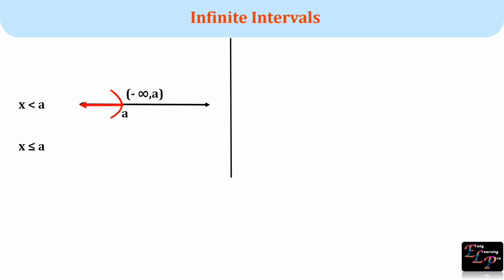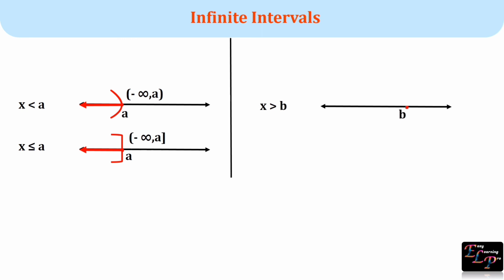When x is less than or equal to a, here also we have only one point, and x is less than or equal to a, which means a must be included, and the interval is written as minus infinity and a. X is greater than b. We have only one point b and x is greater than b excluding b, and the interval is b comma infinity.